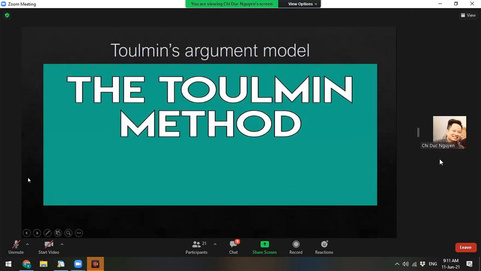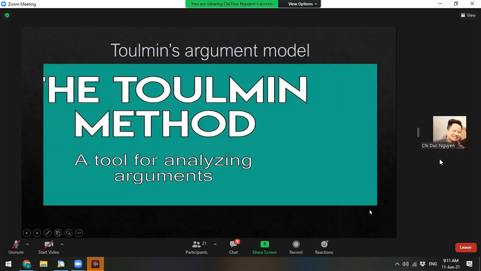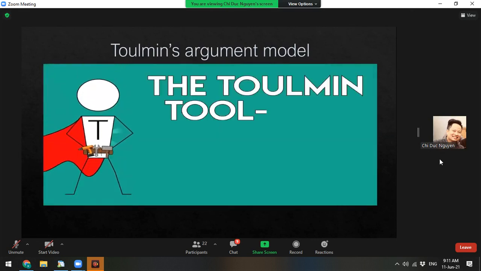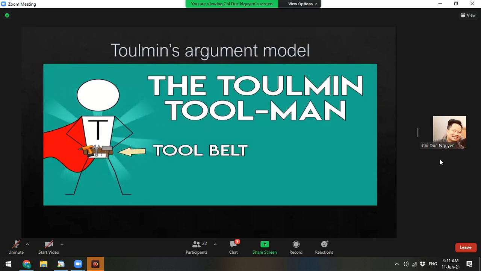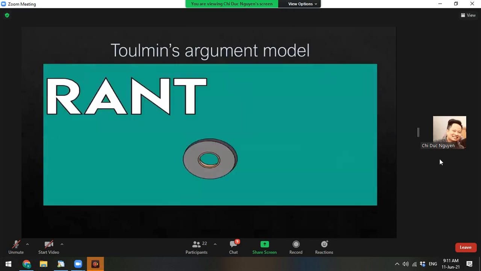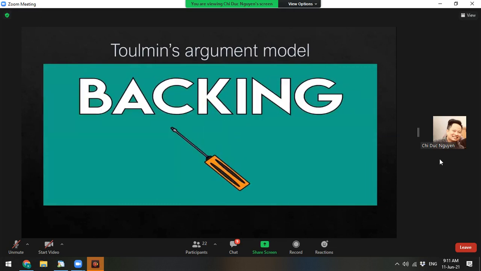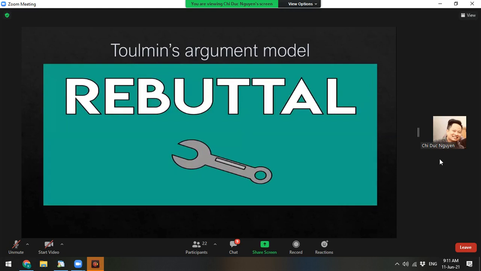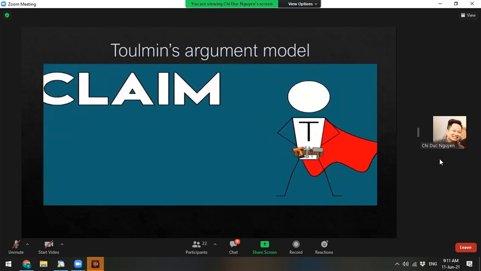The Toulmin method is a tool for analyzing and crafting arguments developed by the philosopher Stephen Toulmin. To help you see all the benefits of this method, here's the Toulmin tool man to show you how it works. Each of the tools on his tool belt is essential for developing a strong argument: claim, grounds, warrant, backing, qualifier, and rebuttal. Let's start with the primary tool, the claim.